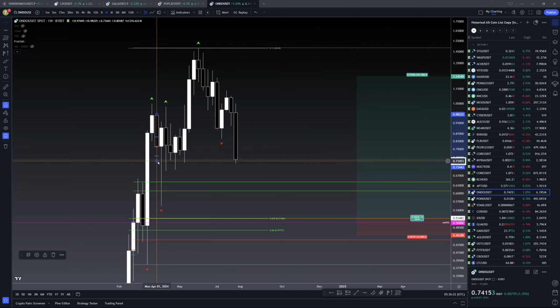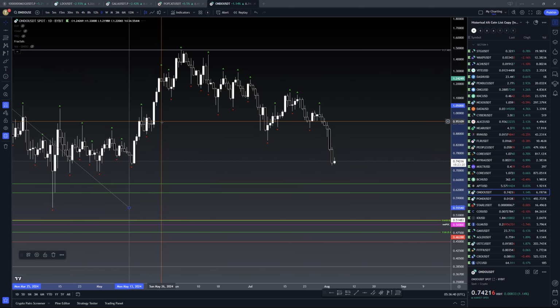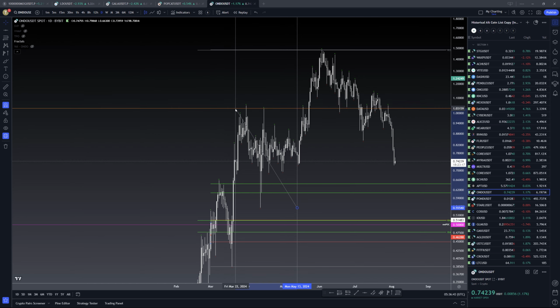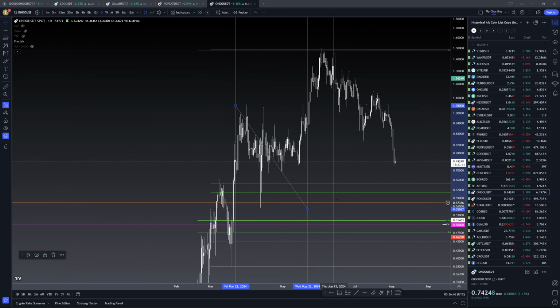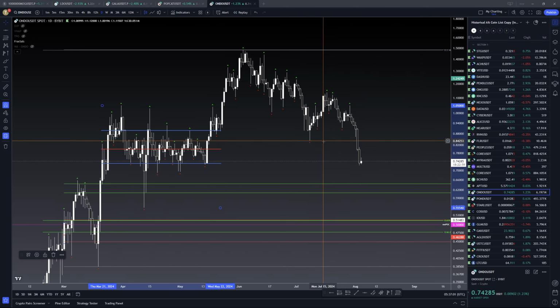I'll tell you what though, if the weekly does close above this, if the weekly closes above and stays where it is, maybe that will give some contention for the bulls. And it looks like it's going up right now. So you could have a possibility right now.